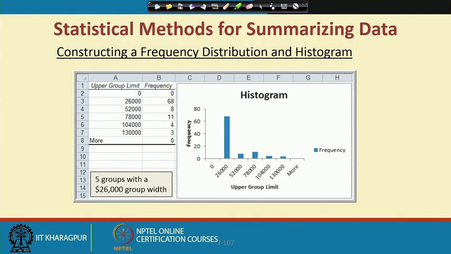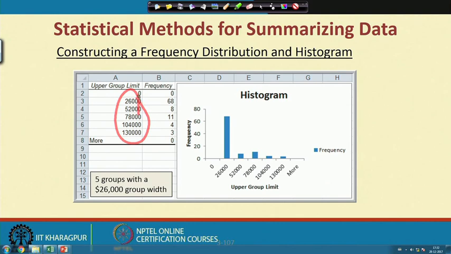For instance, in this particular spreadsheet, 26,000 is repeated 68 times. So the data is 26,000, but the number available is 68. Similarly, the data 52,000 is repeated 8 times, so the frequency will be 8. Likewise we have numbers and the corresponding frequency. Then Excel spreadsheet has a beauty that with the help of a histogram it will give you some exposure, right.